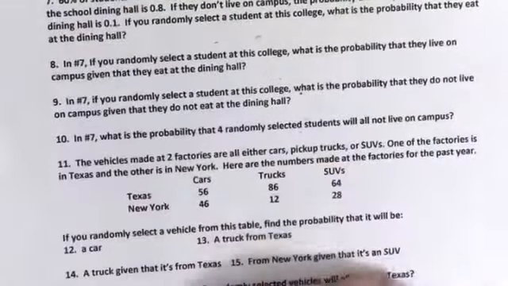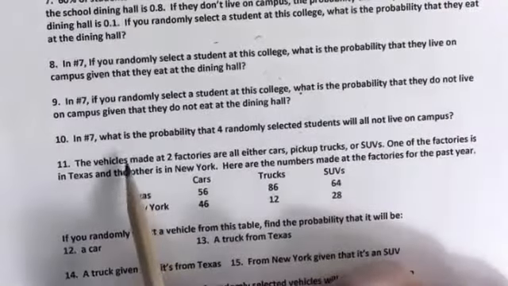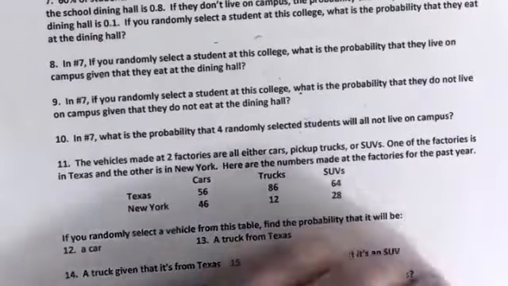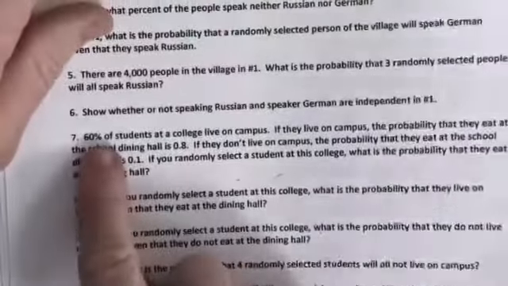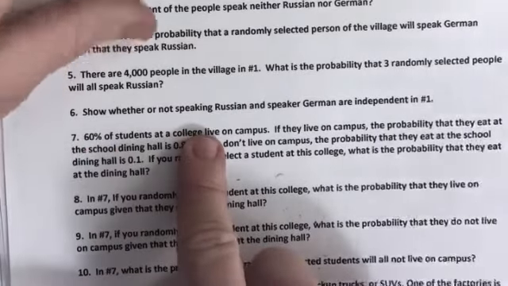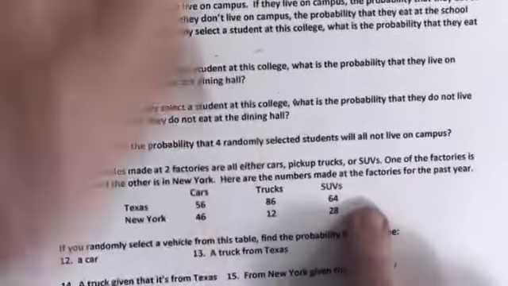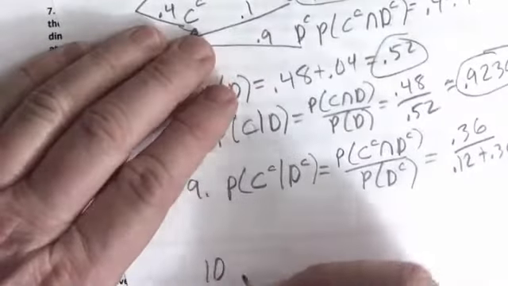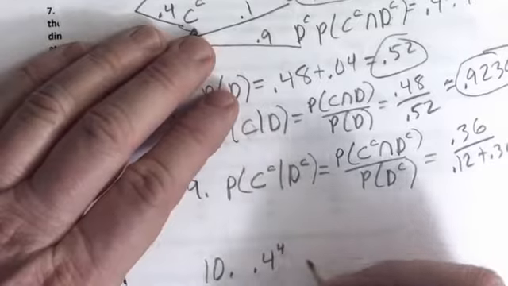In number 10, what is the probability that 4 randomly selected students will not live on campus? Well, the probability that they live on campus is 60%, so the probability they don't live on campus is 40%. Well, what's the probability that that's going to happen 4 times? That is just going to be 0.4 to the 4th power.